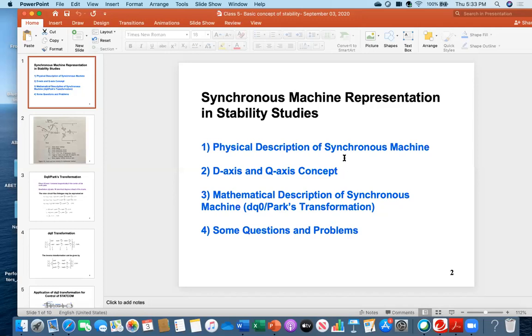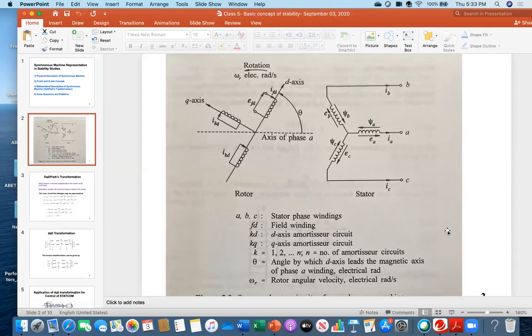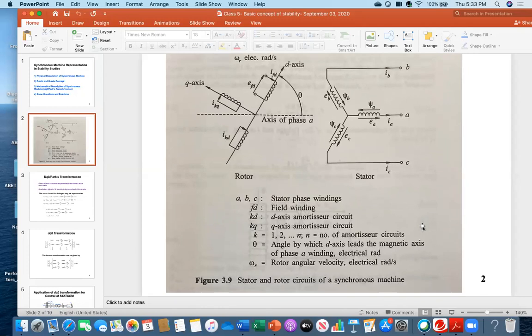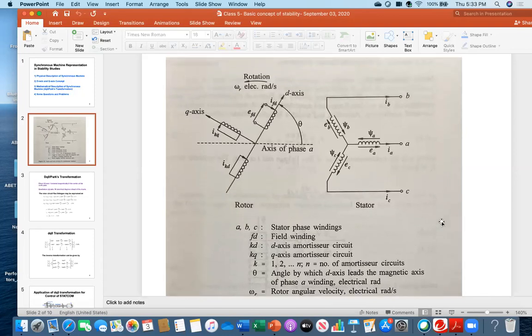So first of all, what is the concept of d-axis and q-axis for the synchronous machine? Let's have a look at that. I think everybody can see. This is the picture I have taken from Prabha Kundur's book that I'm following, figure number 3.9, stator and rotor circuit of a synchronous machine.